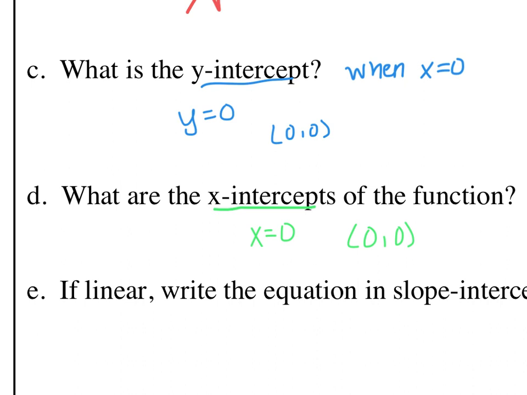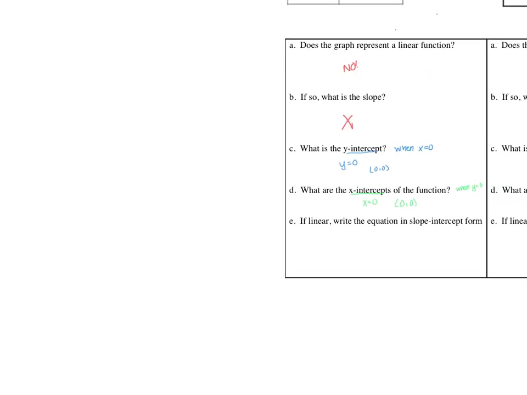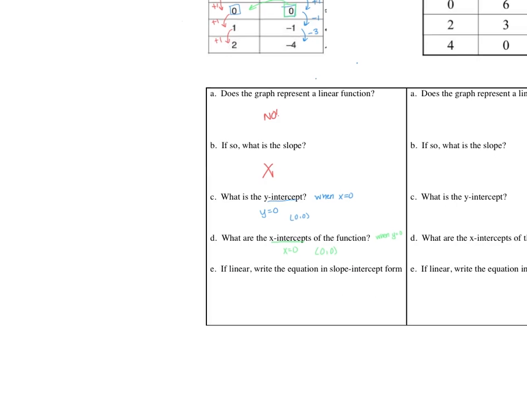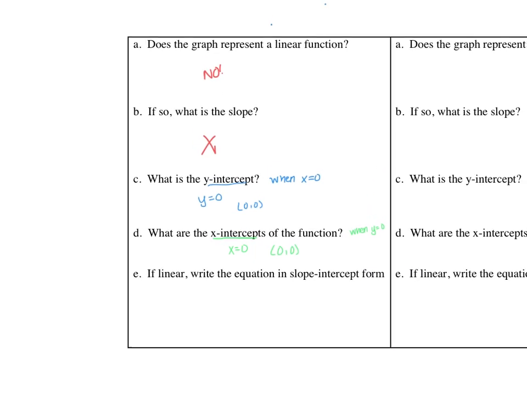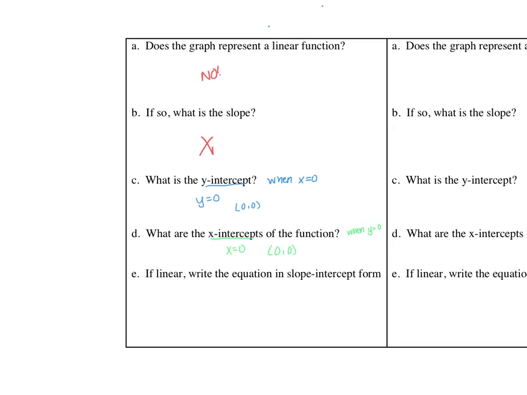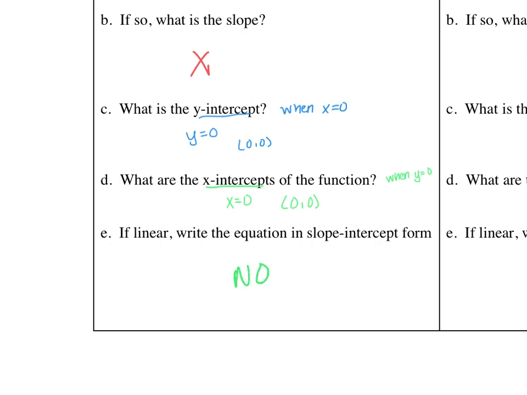So just to give you the heads up, it's very much possible that your x-intercepts and your y-intercepts could be the same. Is it every single time? No, not really, but it is possible. And if it's linear, write the equation in slope-intercept form. Well, it's not linear, so we can't do it. So we're going to just do a big old no.